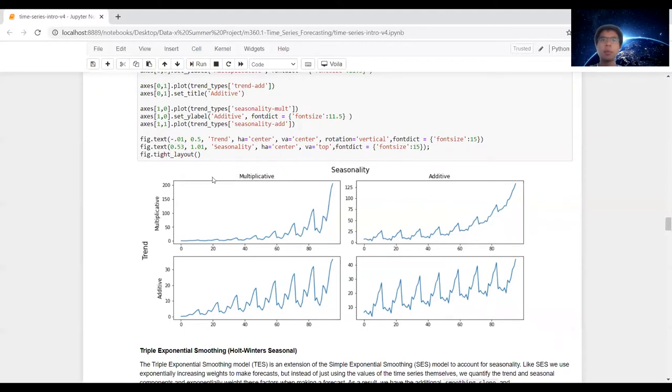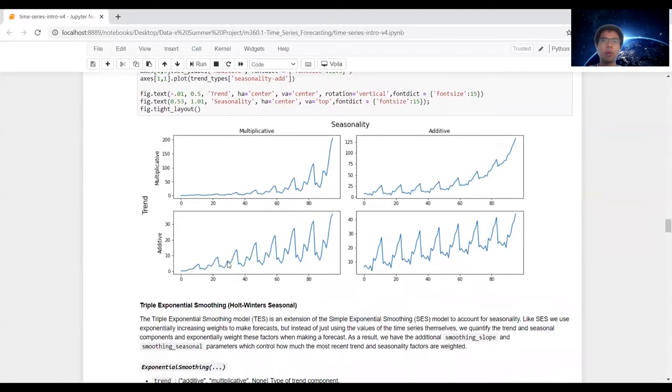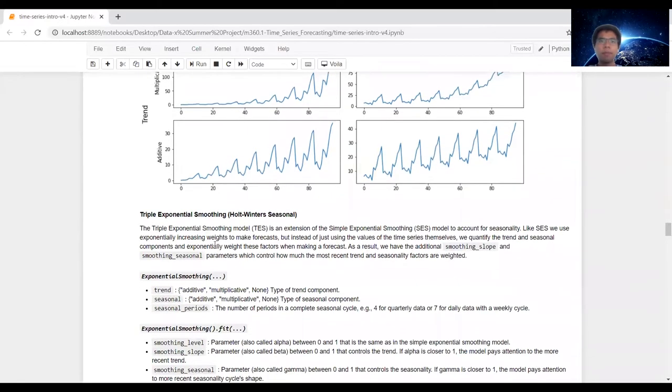Add in seasonality, there's also multiplicative and additive. For multiplicative seasonality, this jagged seasonality is increasing over time. So the peaks are lower and get bigger over time. For additive, the peaks stay pretty much the same, right? You see this jagged pattern, but the jagged peaks are consistent. So that's the major types of trend and seasonality. And then we will explain how to build models off these shortly.